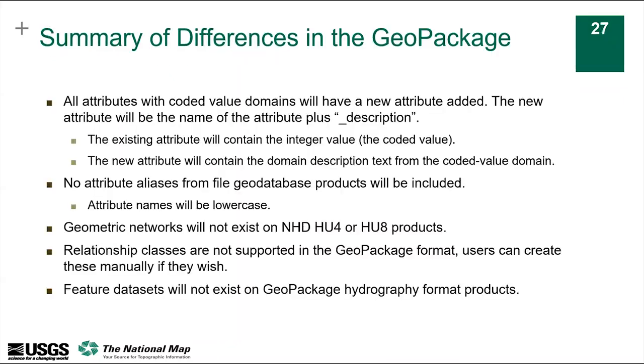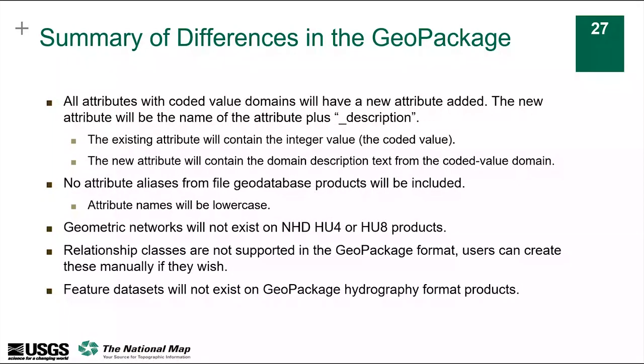Here is a summary of differences and changes to expect with the new GeoPackage format release. We will release GeoPackage format data for all hydrography products, including NHD, WBD, and NHDPlus HR. Coded domain values are not supported in GeoPackage. Attribute fields containing coded value domains will contain the coded value in integer form. A new description field that contains descriptive text of the coded value domain will be added to the attribute table. All attribute names will be lowercase.